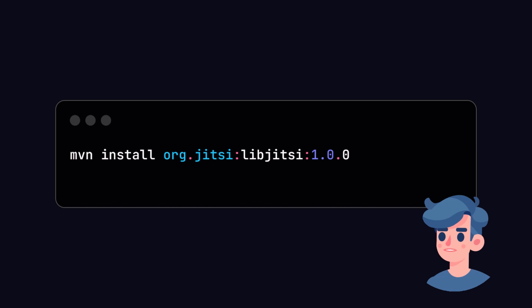Let's start by installing the necessary library. Open your terminal and run the following command to include the Jitsi library in your project. mvn install org.jitsi libjitsi 1.0.0. This command uses Maven to fetch the latest version of the library from the Maven Central Repository.